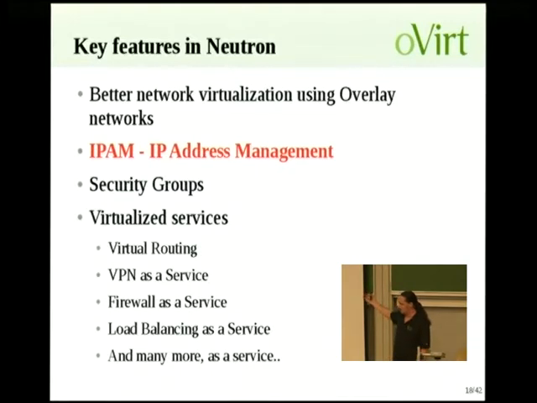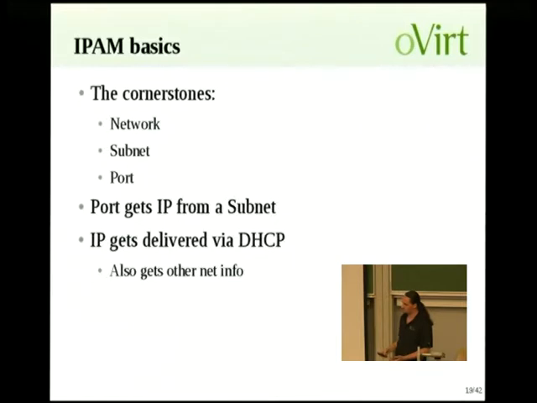What else? IP address management. We wanted to be able to deliver IP addresses to the VMs. It's fairly simple. Neutron has 3 main entities: the network, the subnet, and the port. A network is, like in oVirt, some sort of virtual layer 2 network. One or more subnets can be attached to a certain network, a layer 3 IPv6 or IPv4 subnet. And a port can have an IP on one or more subnets of that network. A port is just a connection to a network, and you can define an IP on it.